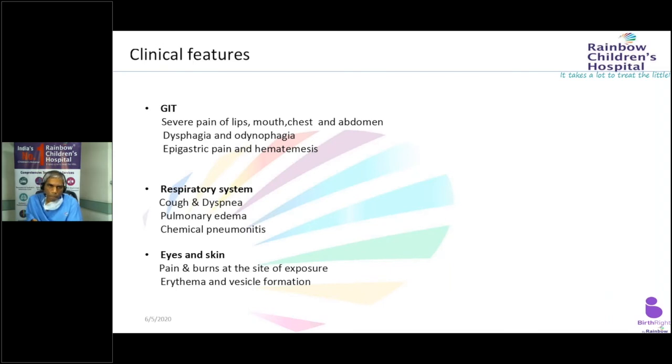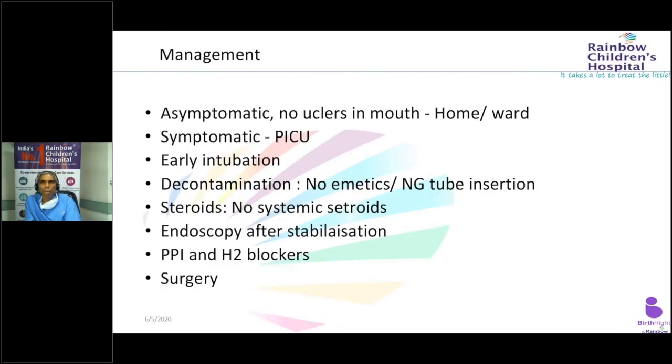In terms of management, if the child is asymptomatic and if there is no indication of redness or ulcers in the mouth, if the parents are confident that the child did not consume more quantity of corrosives, probably we can observe them for 6 to 12 hours. If they're comfortable and confident, we can send them home. But if they're symptomatic, they have to stay either in the PICU or in the ward. If they develop any evidence of stridor or upper airway obstruction, we have to protect their airway.